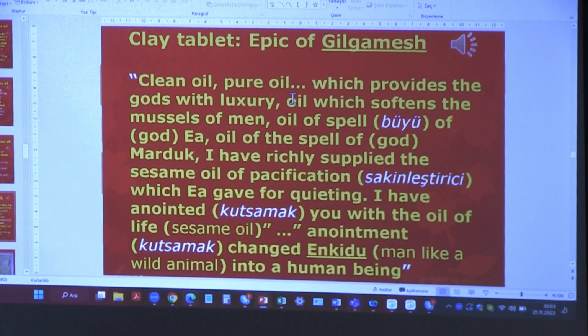Okay. You know the Epic of Gilgamesh, Gilgamesh Destanı. Did I mention it before? Okay, next time maybe you should read the Epic of Gilgamesh. I will give some small fractions of the Gilgamesh epic.